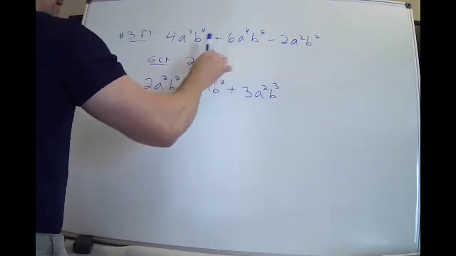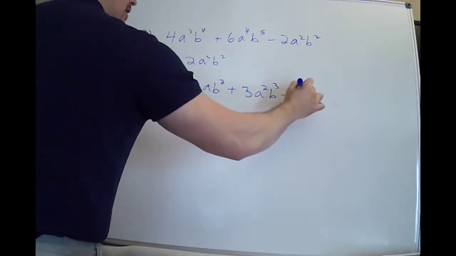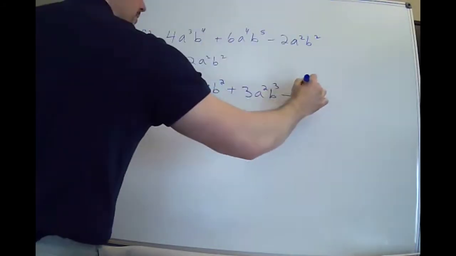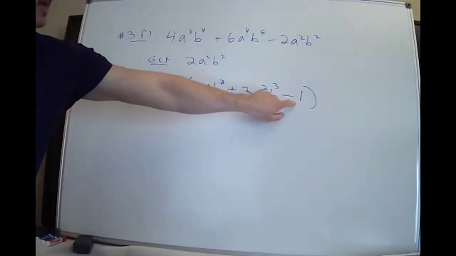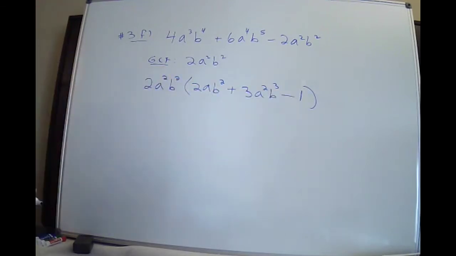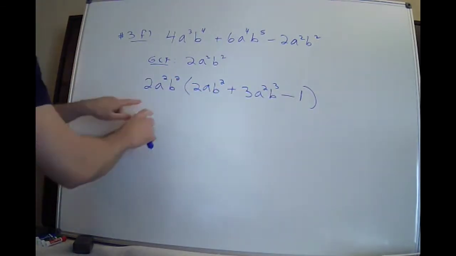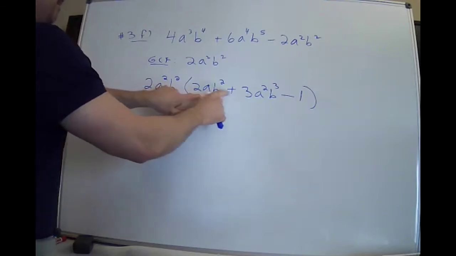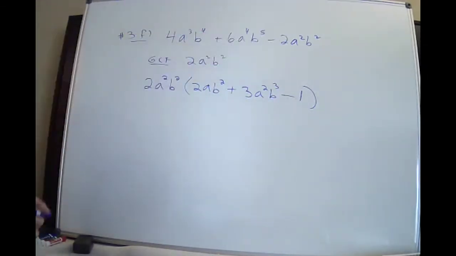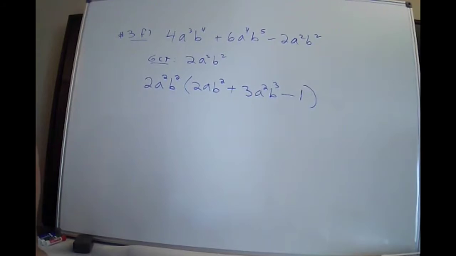Now, negative 2 divided by 2 is negative 1. a squared's cross out. b squared's cross out. Don't forget this. This is why this is on the final. People forget to put that negative 1 there. So if you were to multiply this by each term, 1, 2, 3, you get back the original thing. So that was the greatest common factor.